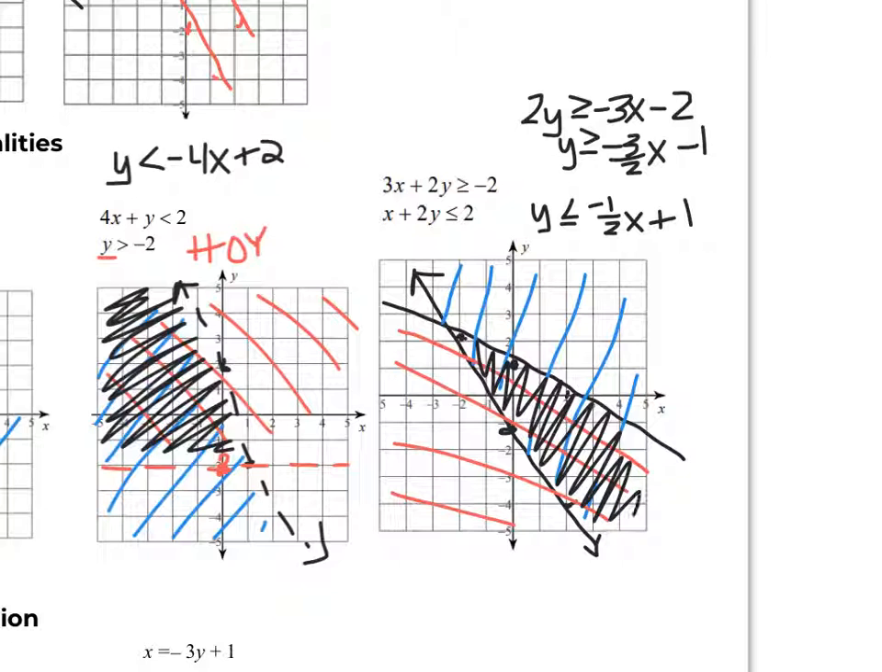Neither of these had an inequality where I needed to reverse the inequality, but just pay attention that if that was a minus right there, I would be flipping my inequality. So you just want to be really careful with that.